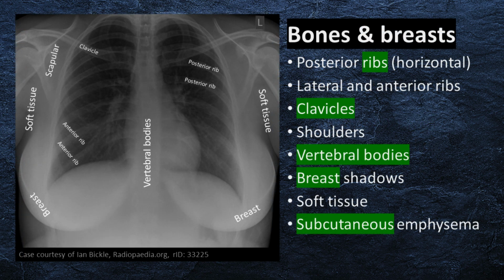B. Bones and breasts. Trace along each rib on both sides of the chest. Check the clavicles and shoulders. Check the vertebral bodies. Look for any bony fracture. Examine the breasts and soft tissue external to the rib cage. Check for any subcutaneous emphysema. Note if there is an absent breast shadow.